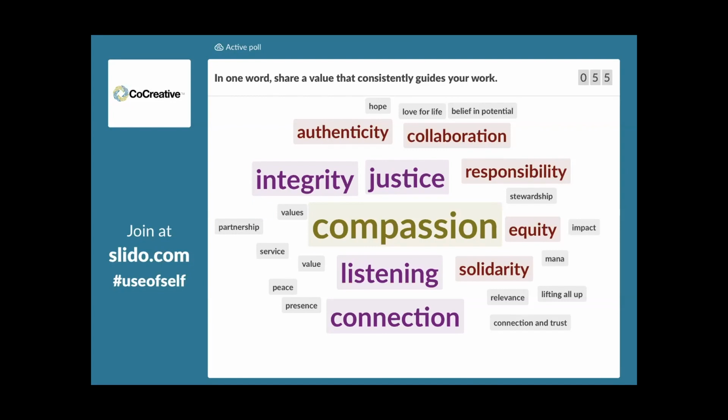Hassan, I'm seeing mana on the cluster of values here. I'm wondering if one of our Kiwi friends would mind unmuting yourself and sharing what mana means, what it looks like.